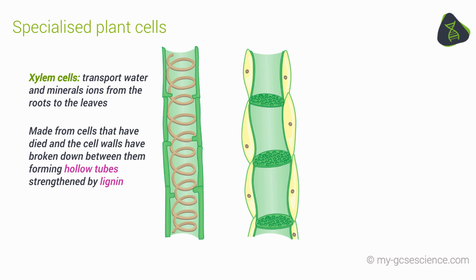But this hollow tube has to be strengthened. If you imagine a tree that's like 50 meters tall, it has to be very, very structurally strong. So these xylem vessels have been fortified by a spiraled molecule called lignin, which is really, really, really strong.